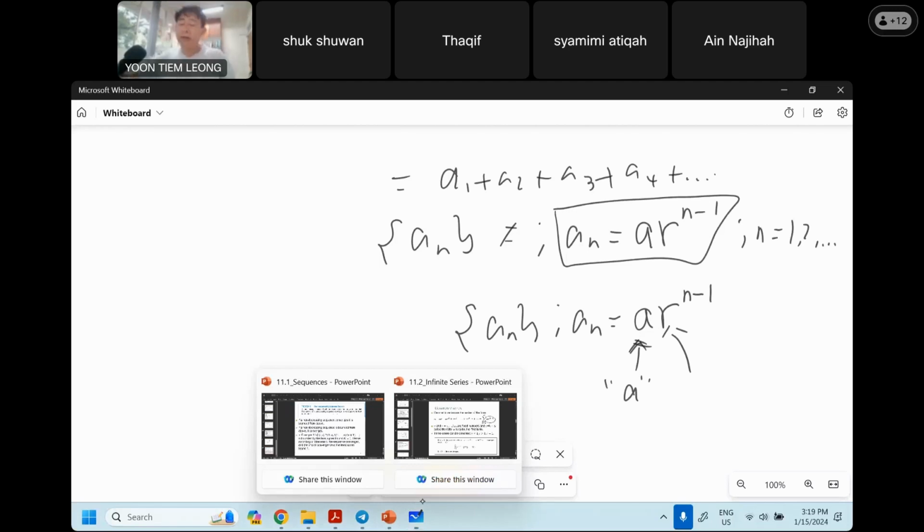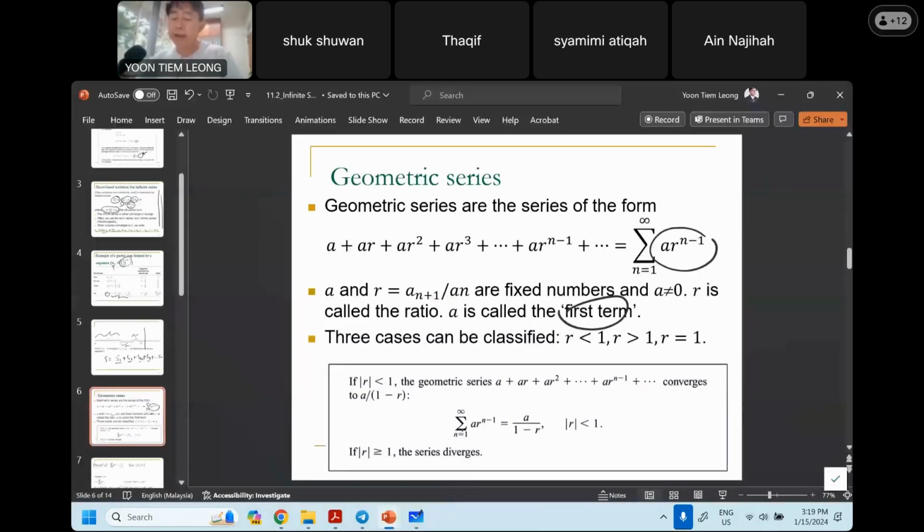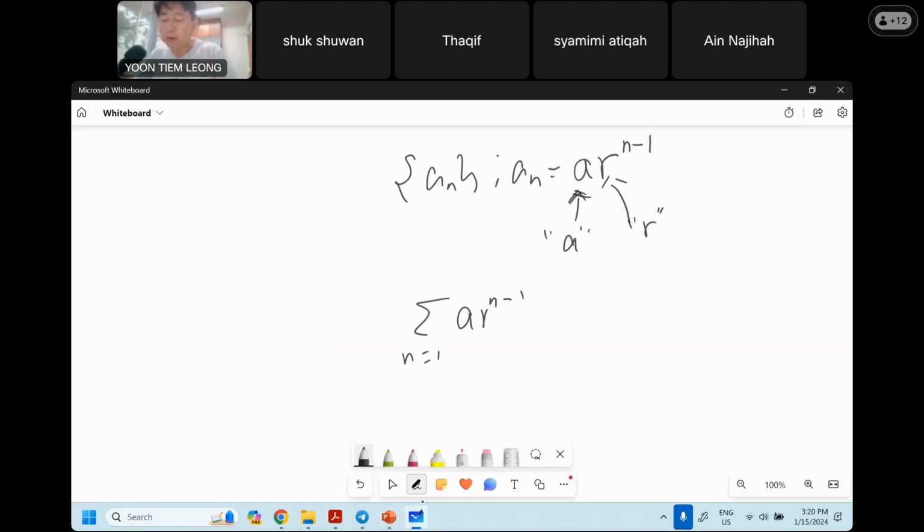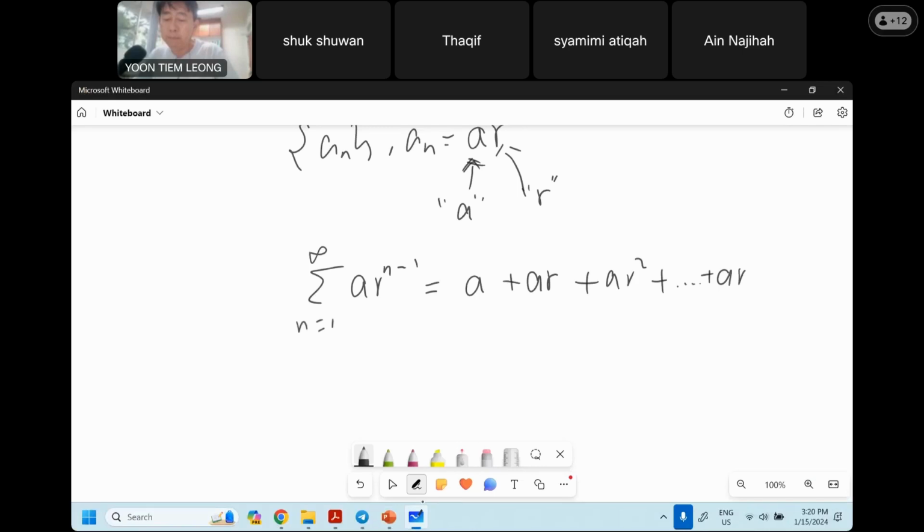So a geometric series is completely specified by the initial term a and the ratio r. Once you know the initial term and the constant r, you can obtain the geometric series, which is expressed as the sum of a r to the power n minus 1, where n runs from 1 to infinity. When you write out this summation, you get a plus a r, a r squared, up to a r to the power n minus 1.